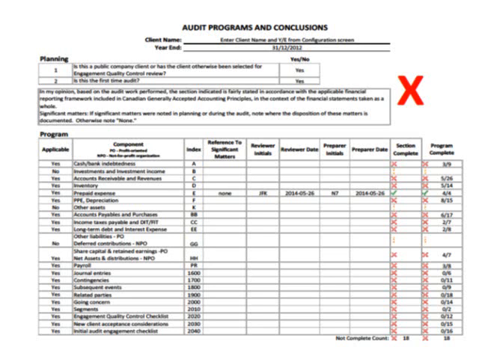So here is the programs and conclusion page, and it's a really important page, and it gives you a summarization of where we are in planning the audit. As we start to plan the audit, we are first going to answer the 2 questions at the top. Is this a public company or otherwise selected for engagement quality control review? That's a yes or no.